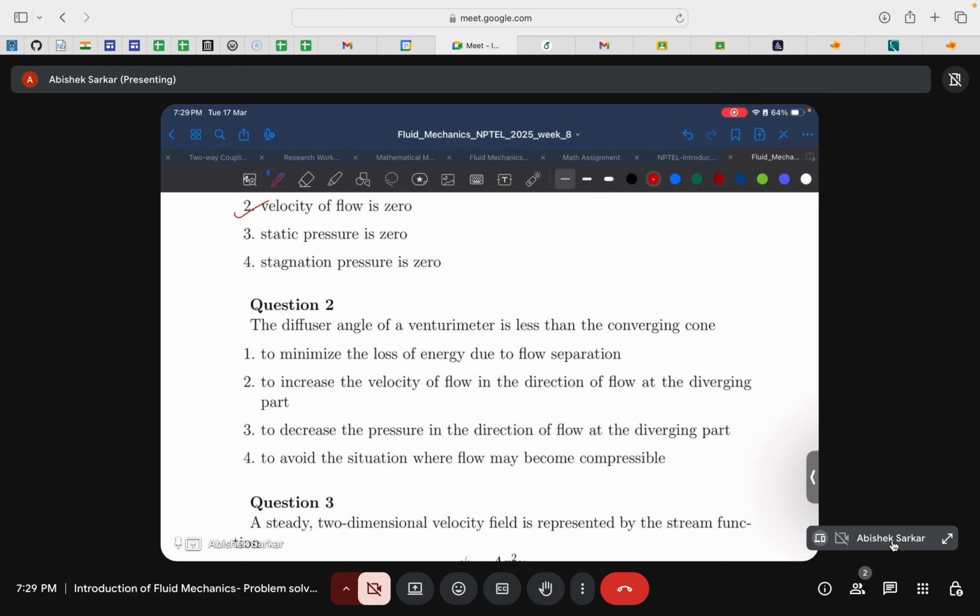Again, the answer is very simple. The options might try to trick you, but the correct answer would be the first one, that is to minimize the loss of energy due to flow separation.